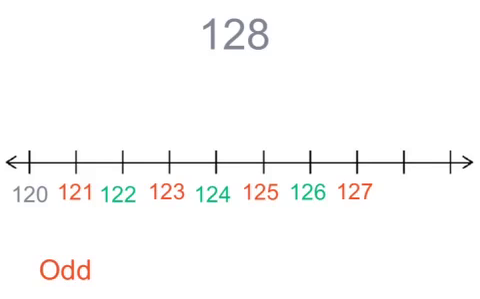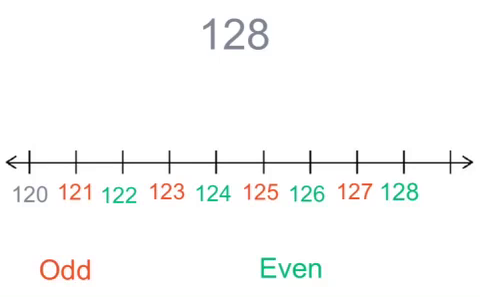That means they cannot be shared fairly. That means our green numbers, 122, 124, and 126, are even numbers. Even numbers can be shared fairly. If we need to add 128 today, what color will it be? Will it be an even number or an odd number? If you said it will be green, you are correct. 128 is an even number, so it's green.